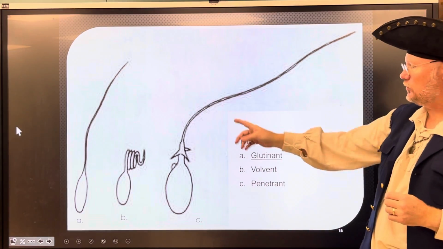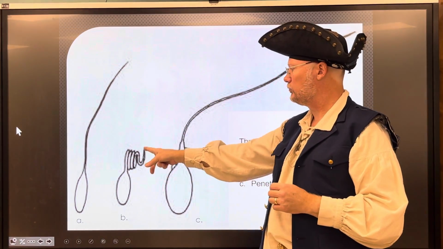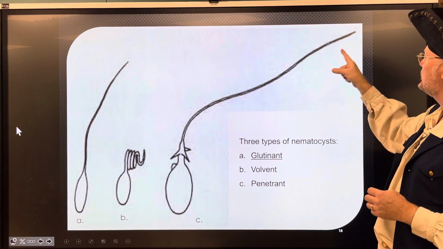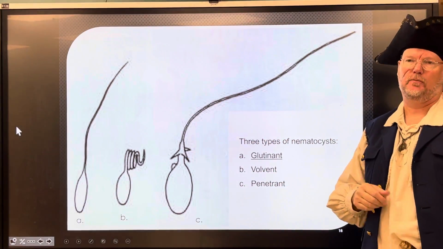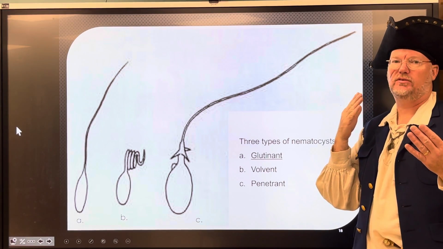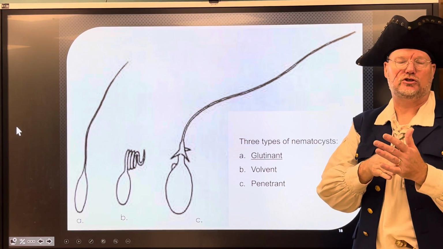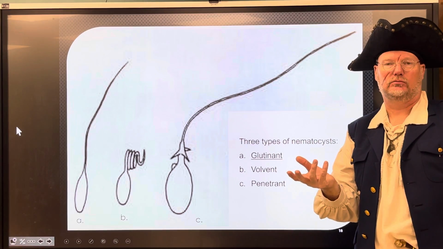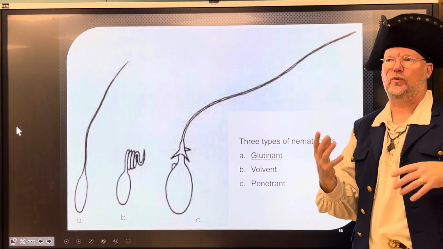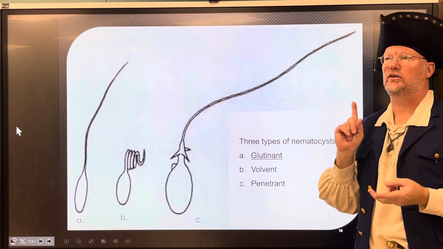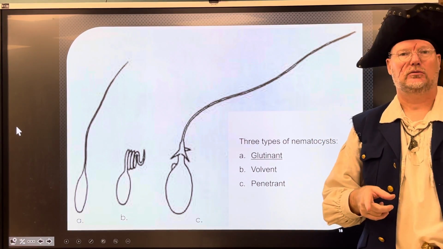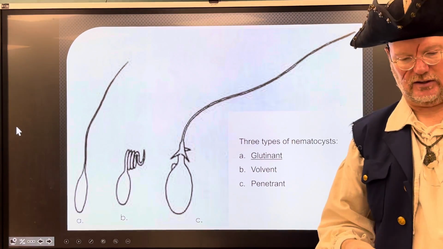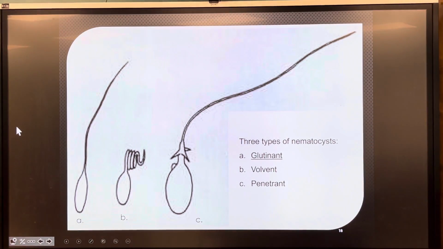Okay. So this one's the sticky one. This one's the wrapped up one, and this one is the one you want to be careful of. This is the penetrant one. It's like a little harpoon with toxin, which makes the organism limp, okay? That's why you can get stung by corals. That's why you can get stung by jellyfish and anemones. They're owie, okay? And they've got toxin in them, and they go inside your skin.